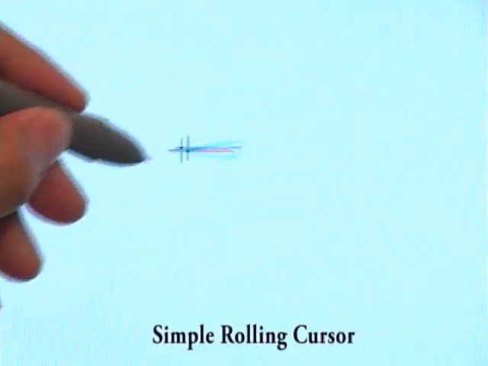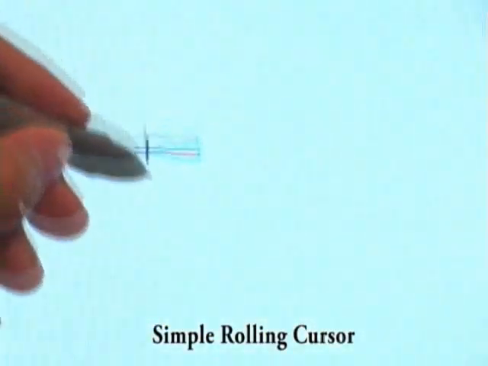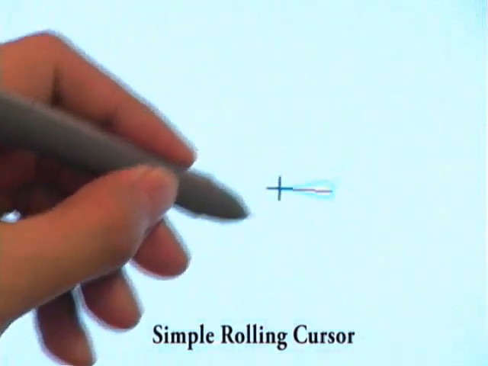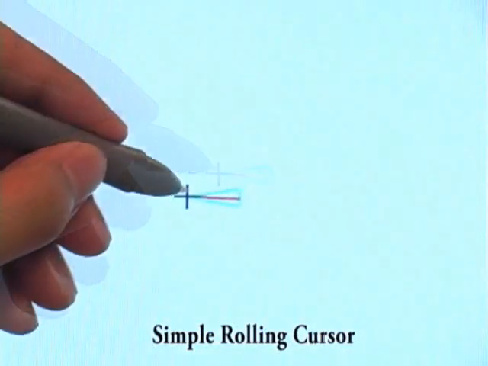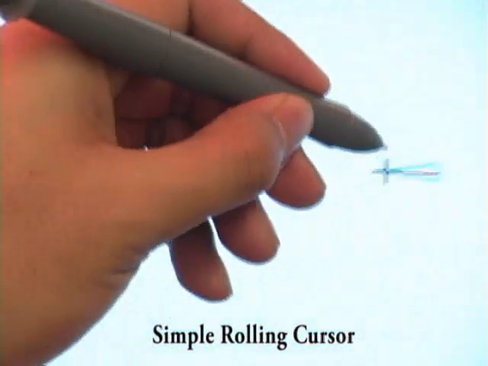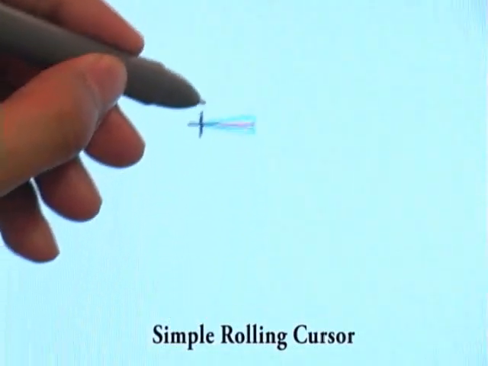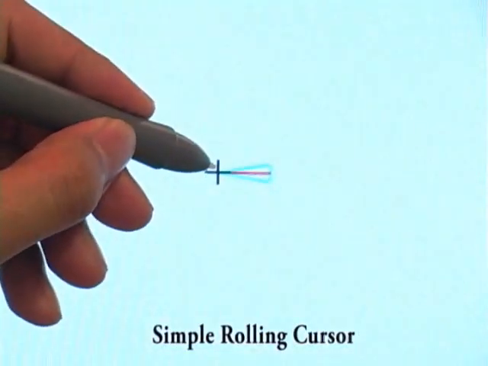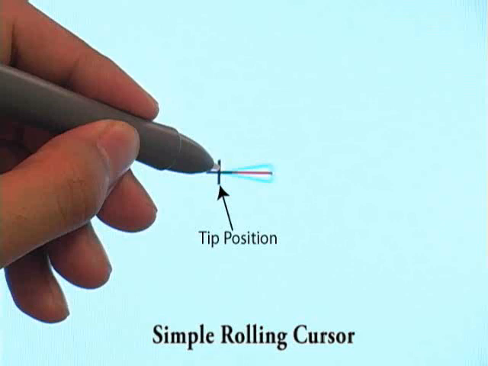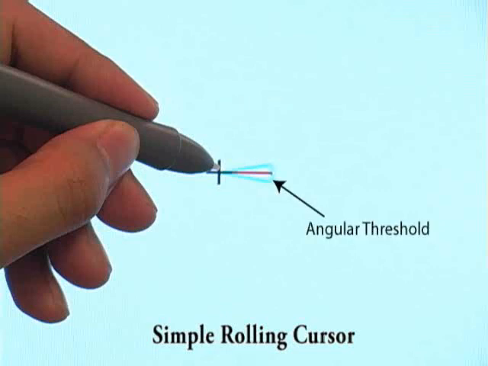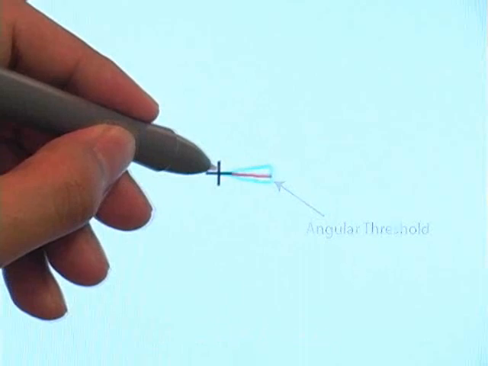The rolling cursor is designed to visualize the rolling angle of a pen. If pen rolling is identified as incidental, the system shows the simple rolling cursor to indicate that rolling-based interaction techniques are not activated. The black cross shows the position of the pen tip, the red rolling line indicates the rolling angle, and the blue sector indicates the angular threshold for identifying incidental pen rolling.